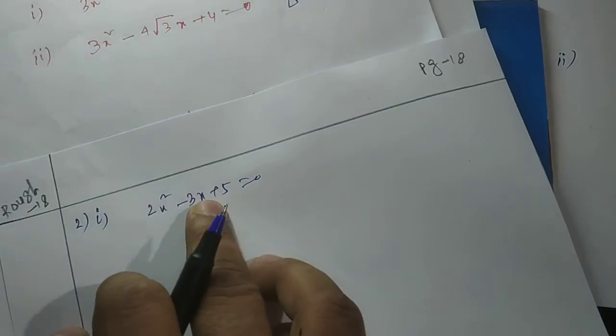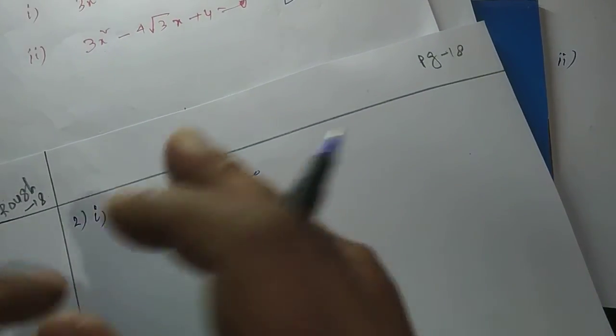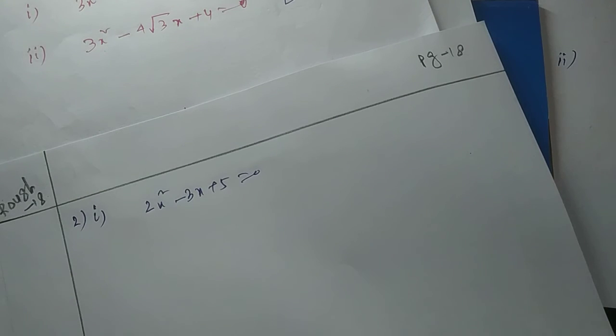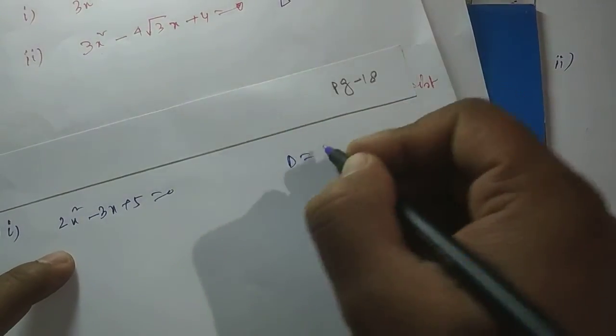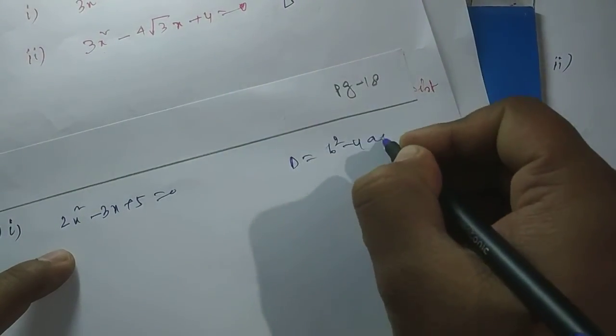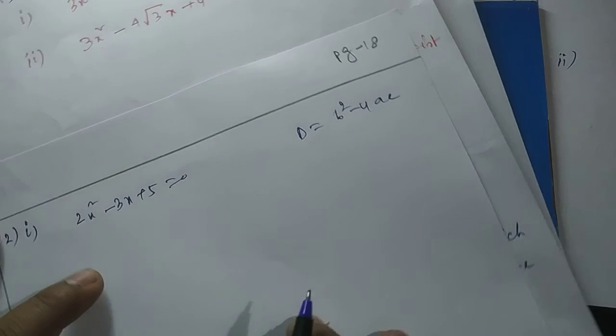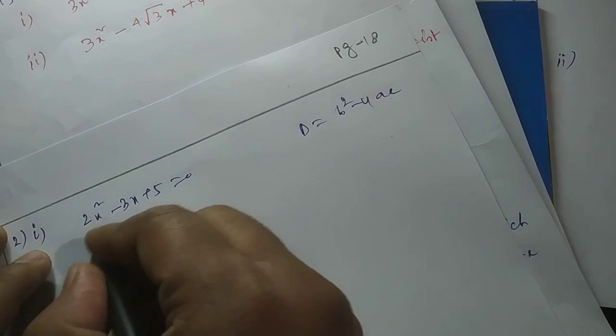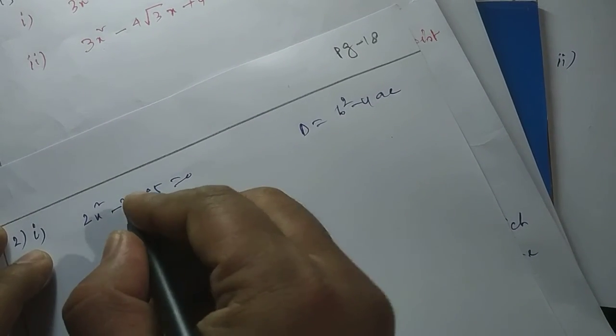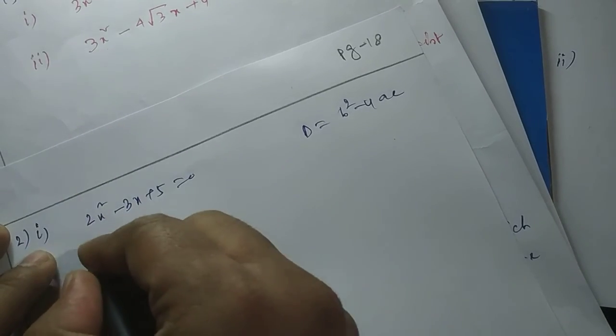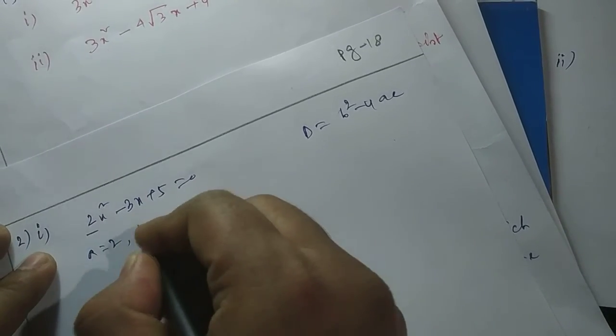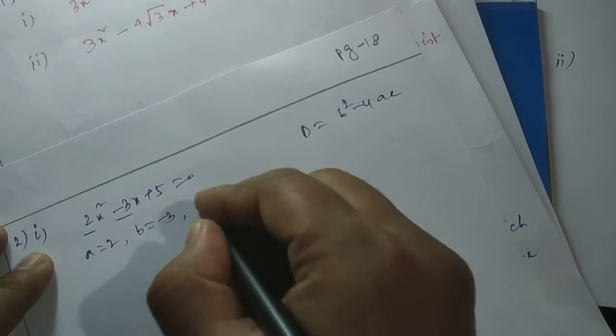We have to find the nature of the roots. Now tell me, who can decide the nature of the roots? Only the discriminant can decide the nature of the roots. So first we have to find the discriminant, D, which is b square minus 4ac. First let us find a, b, c on comparing to the general form. Here a equal to 2, b equal to minus 3, c equal to 5.